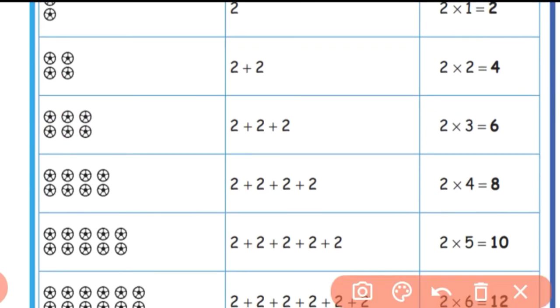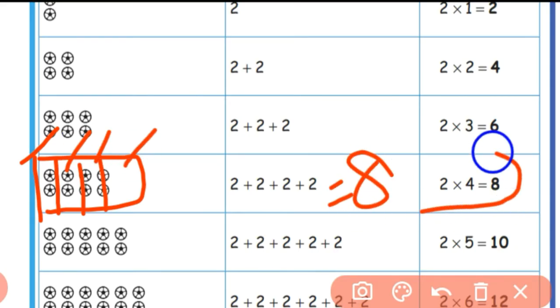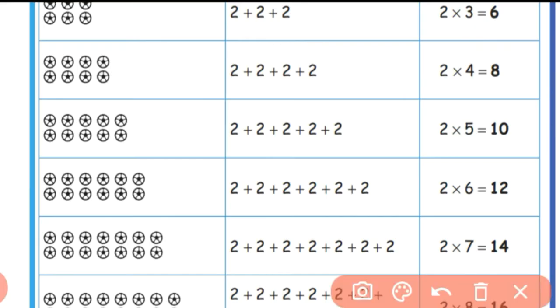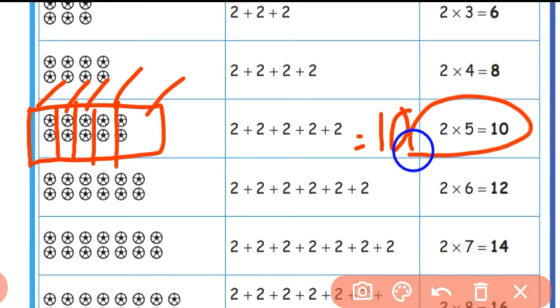Number of balls 2, 3 groups or box and total number of balls is 6. See next one. 2 balls of 4 groups. 2 plus 2 plus 2 plus 2. So it is 8. Multiplication sentence is 2 into 4 is equal to 8. Next, see 2 plus 2 plus 2 plus 2 plus 2. So total number of balls is 10. 2 into 5 is equal to 10.